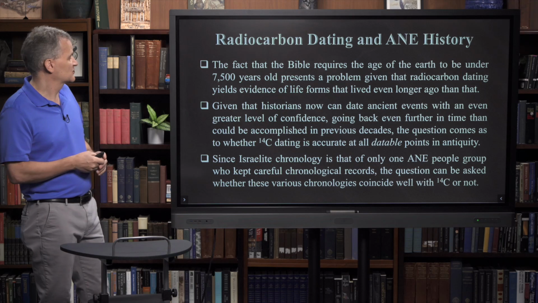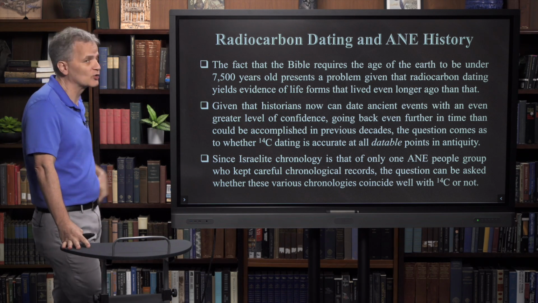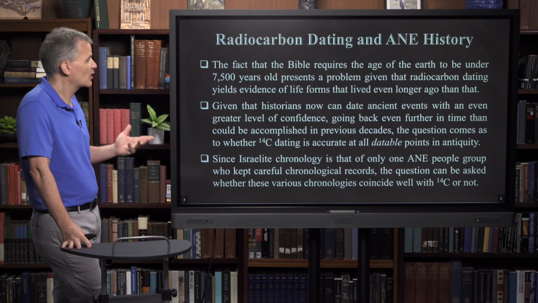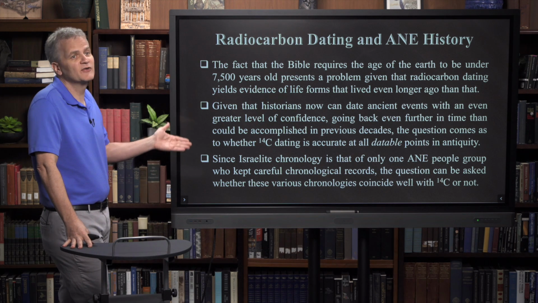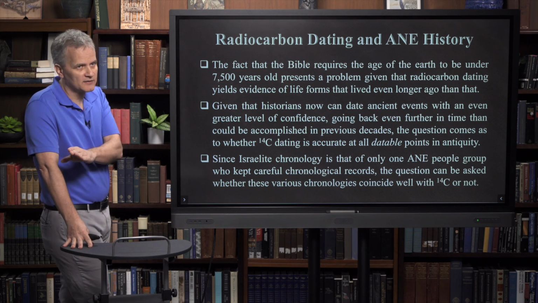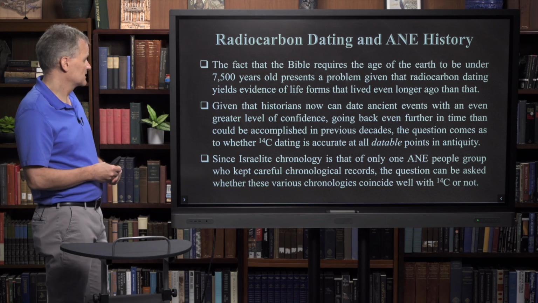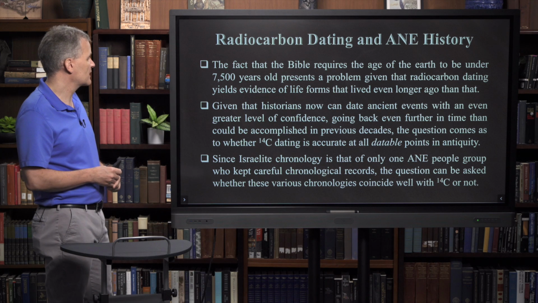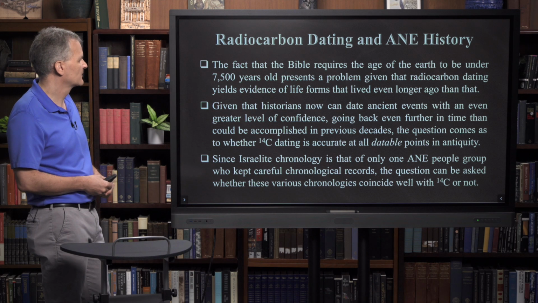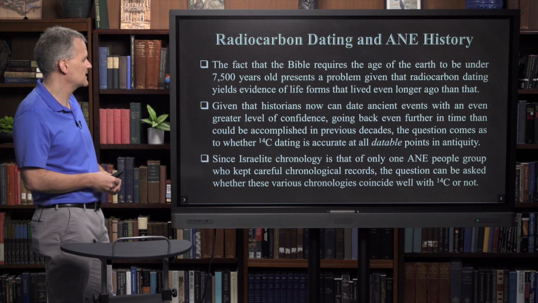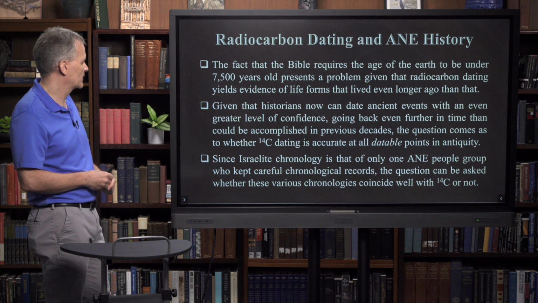So let's start here. The fact that the Bible requires the age of the earth to be under 7,500 years old, according to biblical chronology, presents a problem, given that radiocarbon dating yields evidence of life forms that lived even longer ago than that. So that's the problem. How do you deal with it? Given that historians now can date ancient events with an even greater level of confidence, going back even further in time than could be accomplished in previous decades, the question comes as to whether carbon-14 dating is accurate at all with datable points in antiquity.